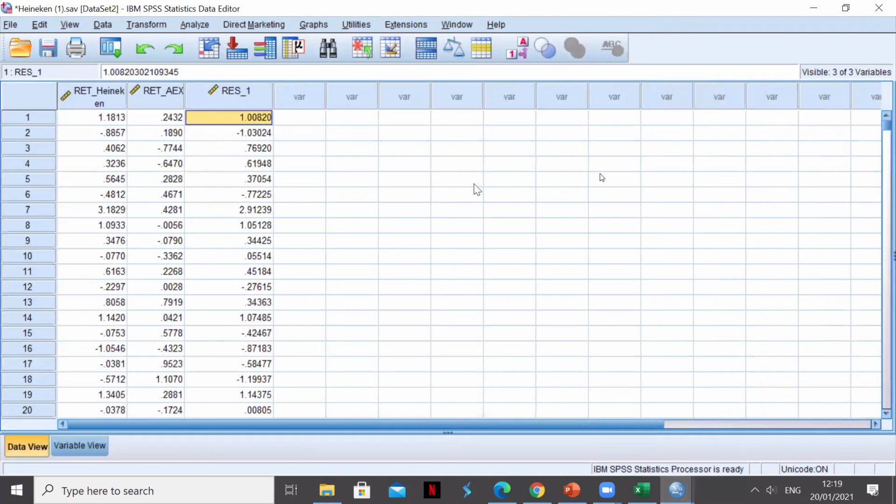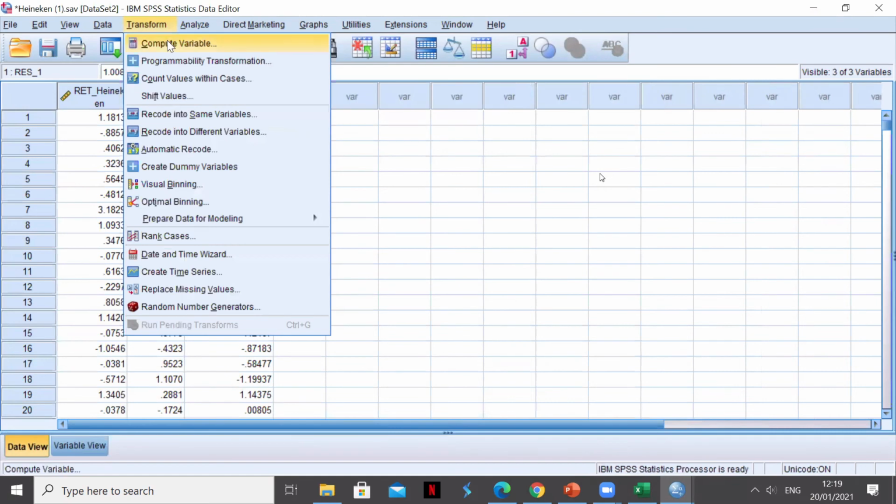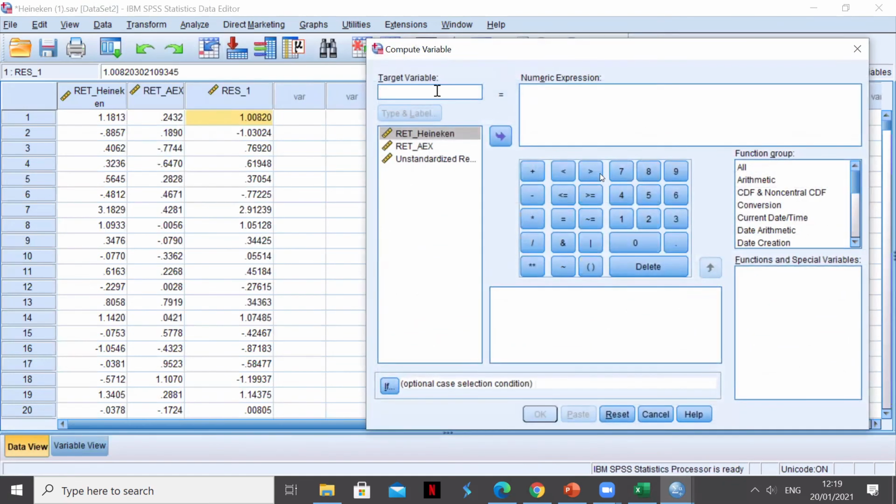But what we want is to test the lag of the residuals. So you go to Transform, and you call it like lag res. That's how I would say. And you type lag between brackets, and you put your residuals in it like this.